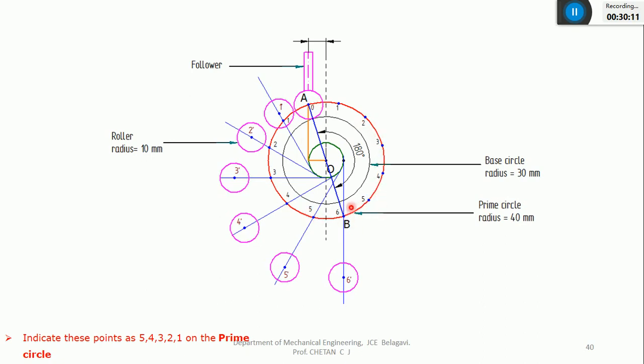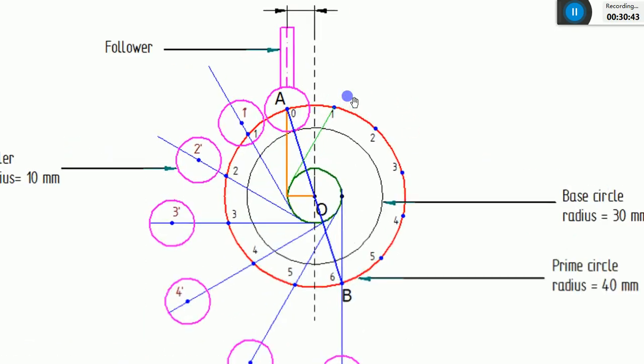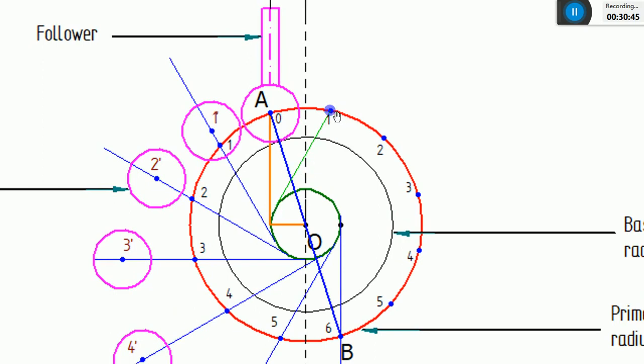Again, from all these 6 points, with respect to the return stroke angle, draw the tangents. Just continue. So now you are at this point. Again, draw the tangent like this. You can start from here also, or you can start from here also. Both are correct. So with respect to this drawing, I'll start from here. I'll draw a tangent to this offset circle from this point 1. Just zoom this area so that you'll get it. So this is the first tangent, the green color line. It is a tangent to this offset circle from point 1.